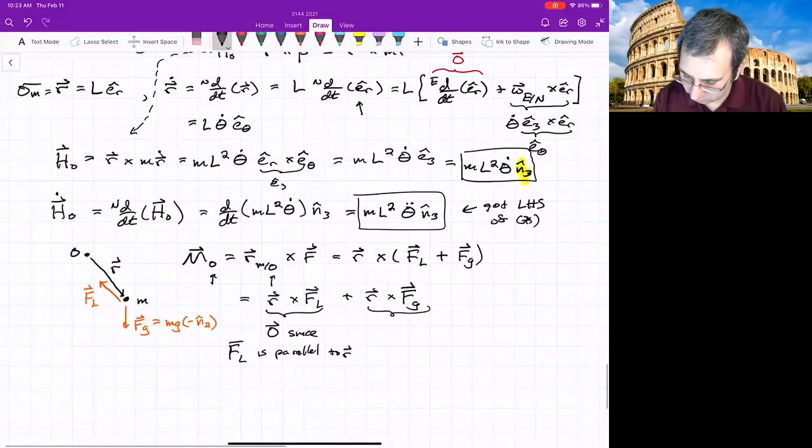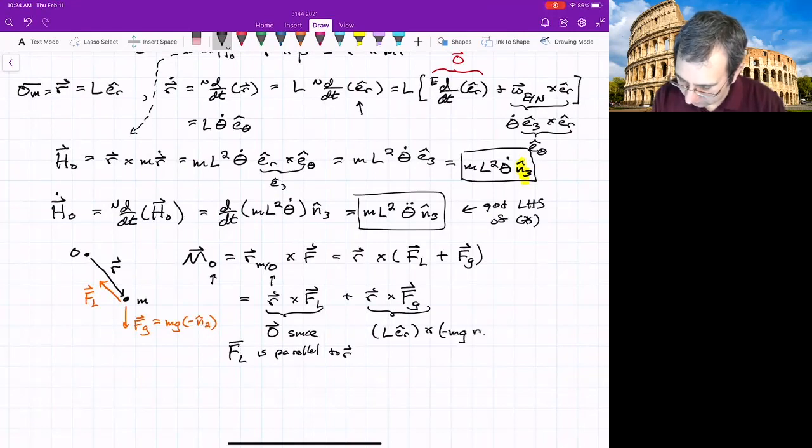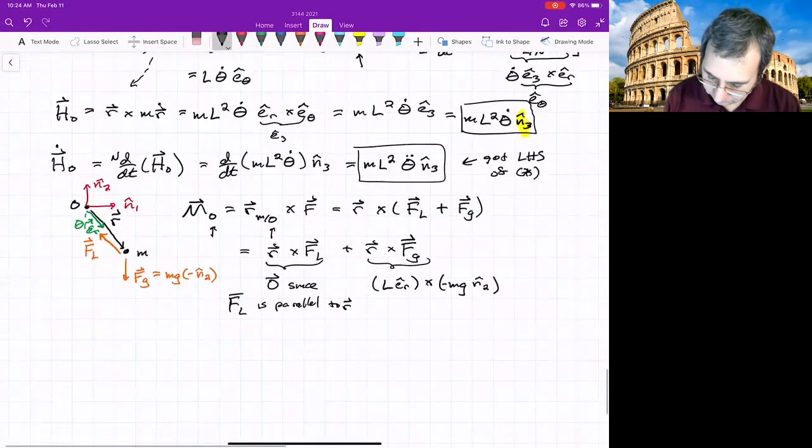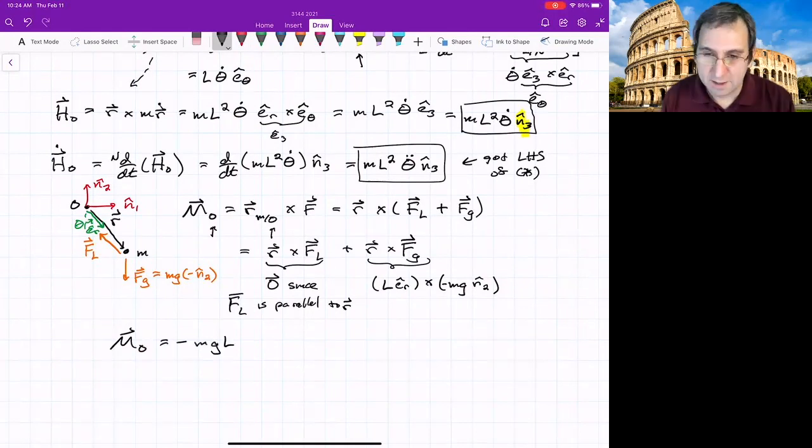So we're left with evaluating this. What is this? This is L ER cross negative mg N2. Right, because this was the N1 direction, this was N2. If we need to remind ourselves what ER was, it is this direction, ER. This angle is theta. So MO is negative MGL times this cross product, ER cross N2.